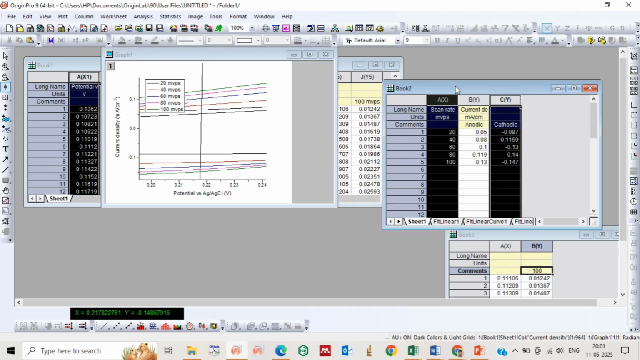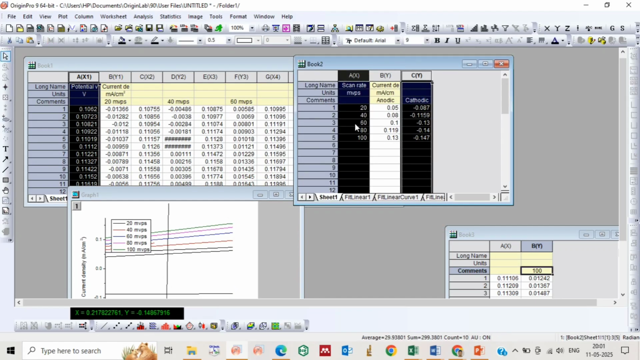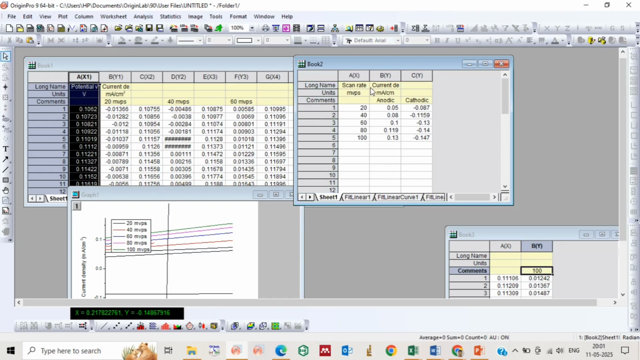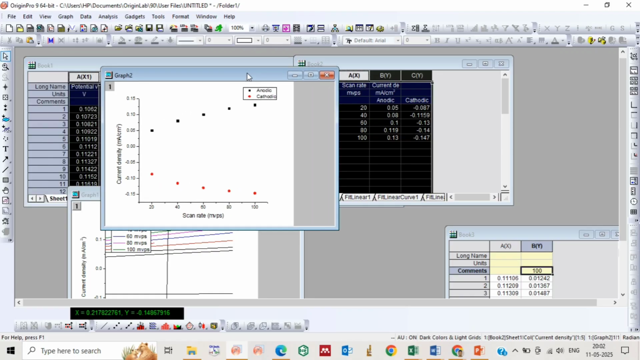Now take another workbook and paste it here, or write it here. You can see I have made the column with scan rate, then all the anodic points which I have got at the respective scan rates I have mentioned here, in the anodic as well as in the cathodic column. Now plot this. So you will get this type of plot.